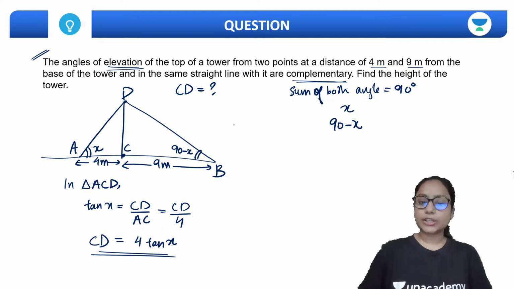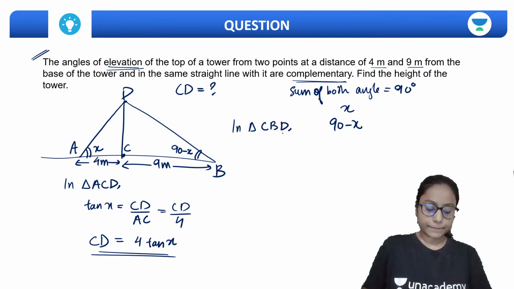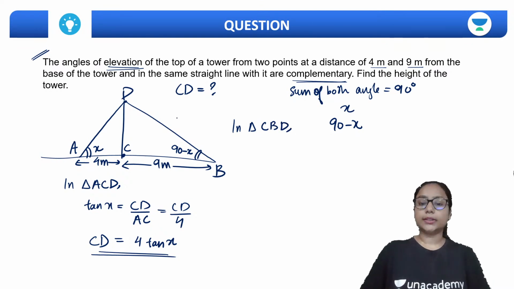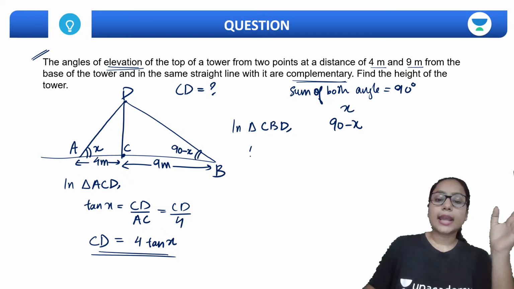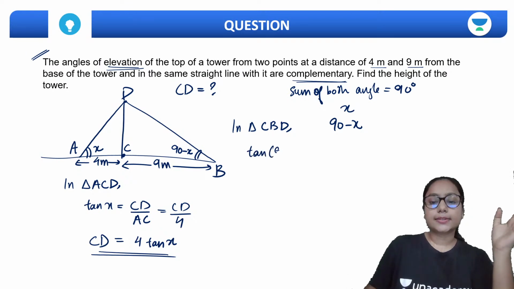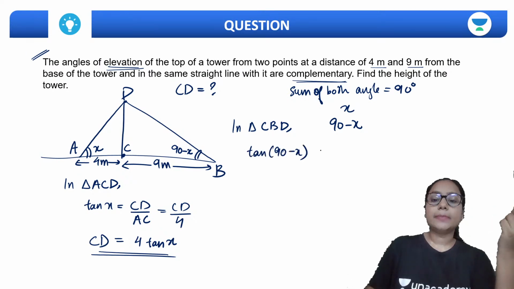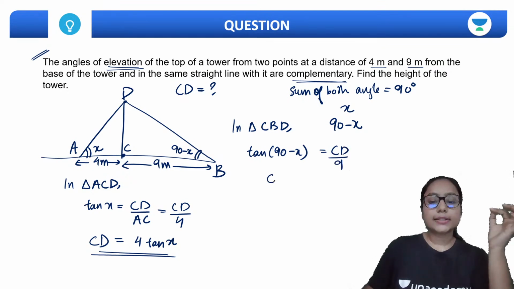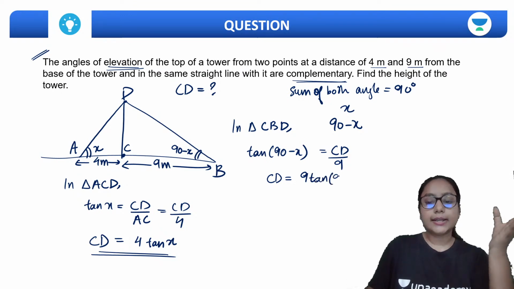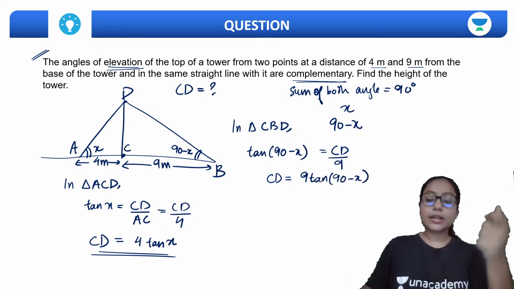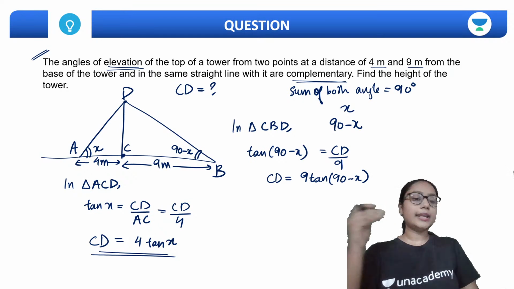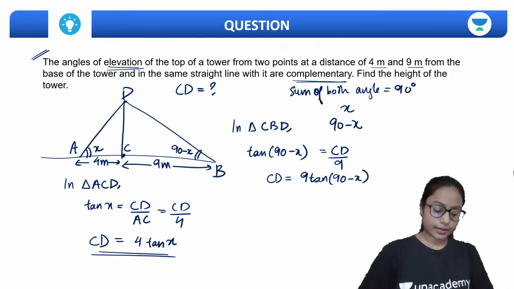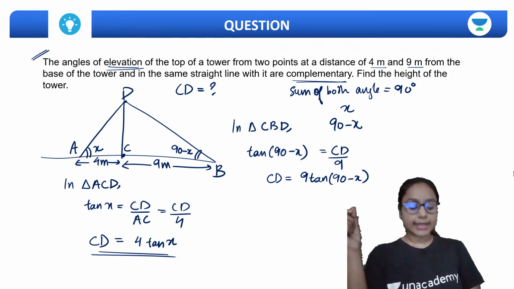Next part, next triangle. Now in triangle CBD, the other one, the bigger one, again I can use tan 90 minus x. Tan 90 minus x will be CD upon 9. So what is the value of CD? That is 9 into tan 90 minus x. So guys, can you tell me what is the value of tan 90 minus x?